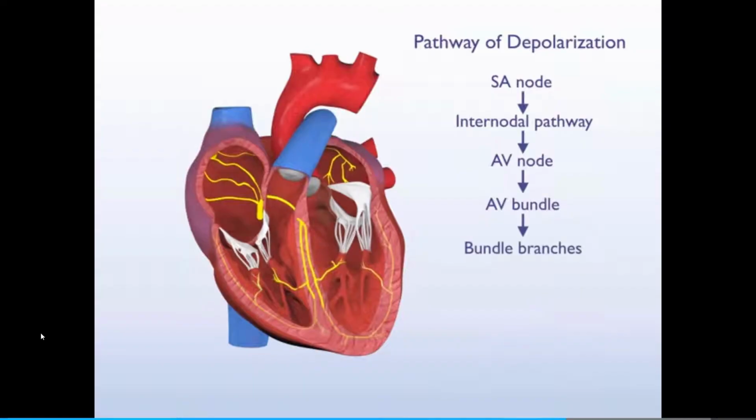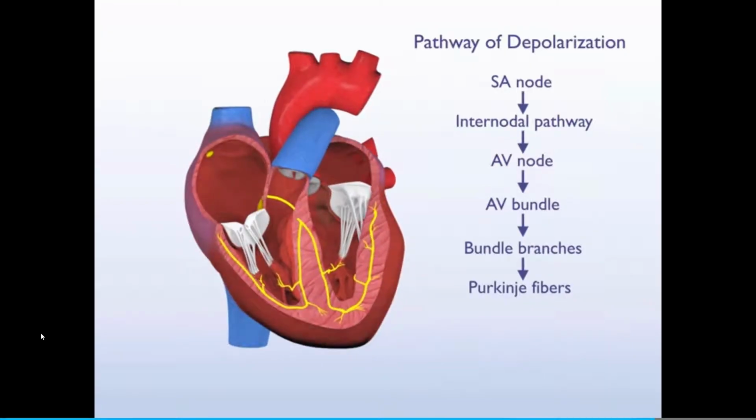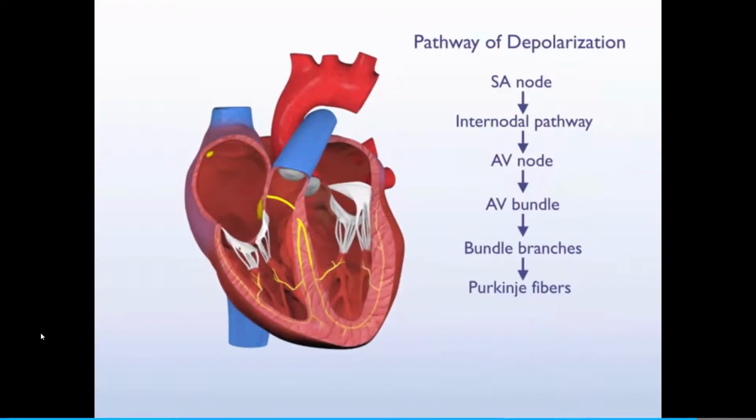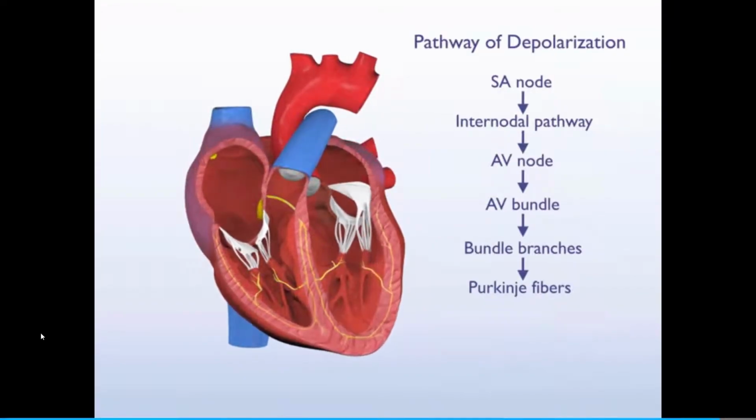The electrical impulse leaves the AV node via the AV bundle and rapidly propagates through the bundle branches. Rapid conduction continues throughout the Purkinje fibers, depolarizing the ventricles. Ventricular contraction follows depolarization. The contraction ends as the ventricles repolarize and relax.